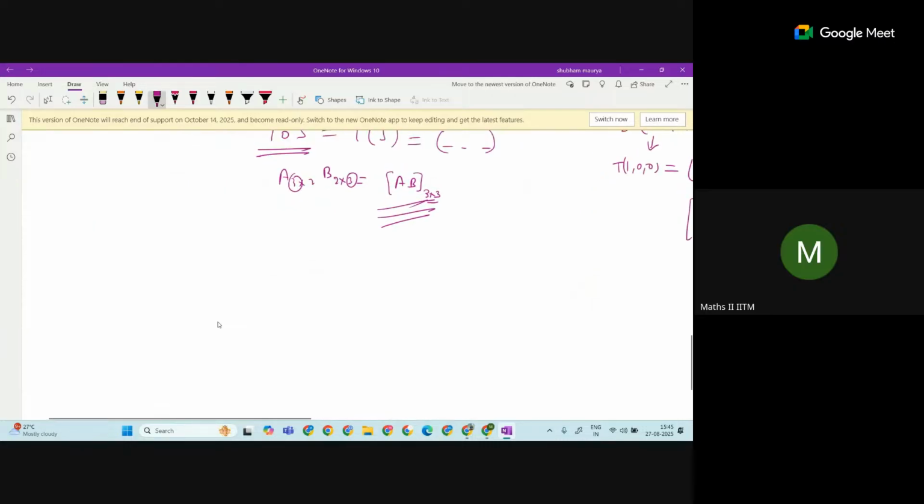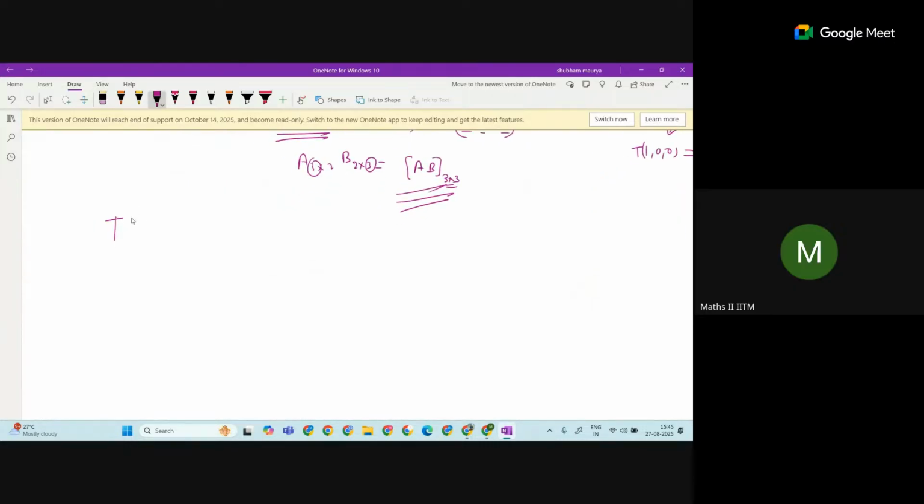Now there is an inverse of it. Let's say I have a linear transformation T. One thing you have to remember is that for an inverse, it should be a linear operator, not just a linear transformation. Linear transformations could be from any dimension to any other dimension. The inverse exists for linear operators, meaning the domain and the range, the codomain, have the same dimension.